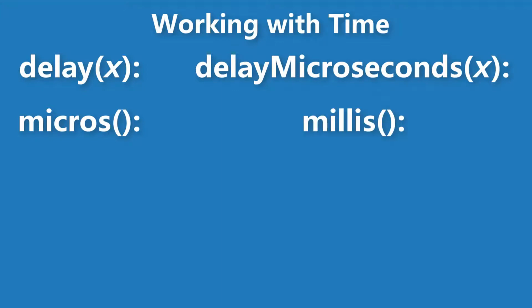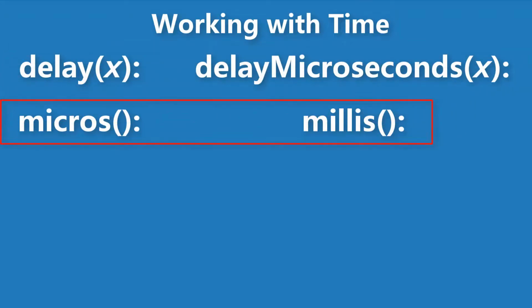Millis returns the number of milliseconds since the Arduino was reset. The delay and delayMicroseconds functions are handy when you want to slow down the output, like we did in the previous example, or if you need your sketch to wait for a predetermined amount of time before moving on to the next step.